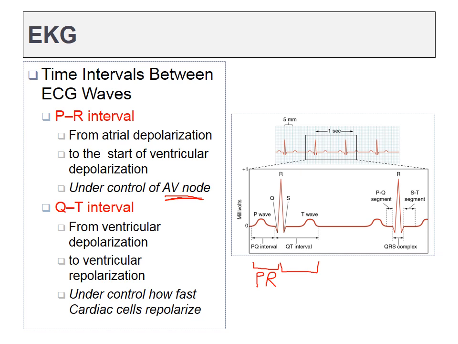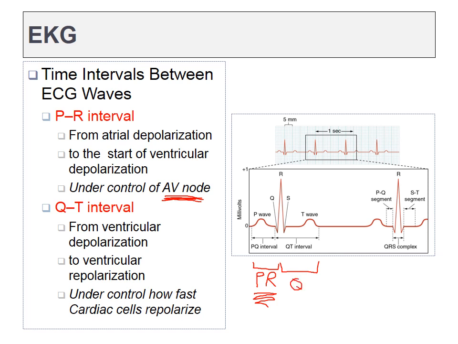We can't look at the AV node directly. It just looks like the rest of the heart. So taking a CT scan would not tell us anything about the AV node. But the EKG does. If this time value changes, it would let us know that there's been some sort of damage to the AV node.